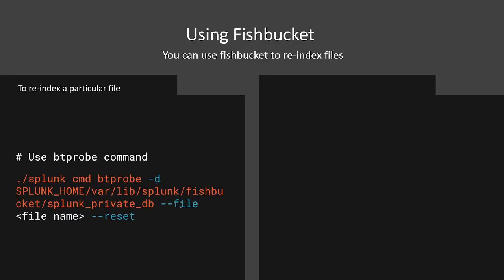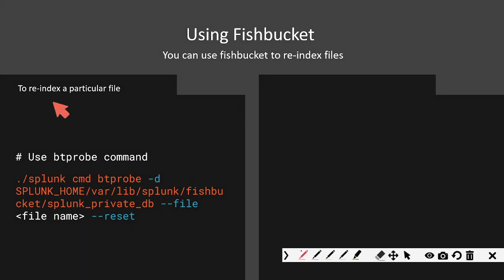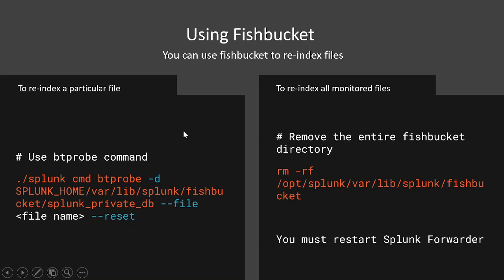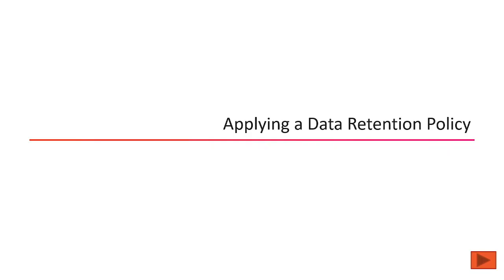So the very first utility, the very prominent utility I would say with respect to the fish bucket index, should be to reindex a particular file. And you can see that this is the command which we can use to reindex that particular data. And I will show you a real demonstration of that as well. Apart from that, you can also reindex all the monitored files as well, but it is not one of the major use cases with respect to the fish bucket index.